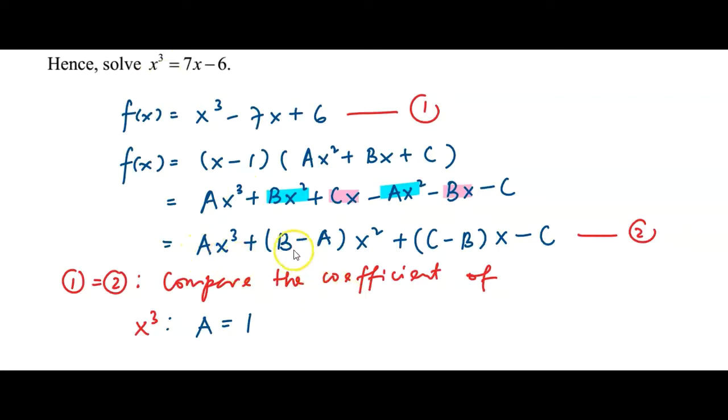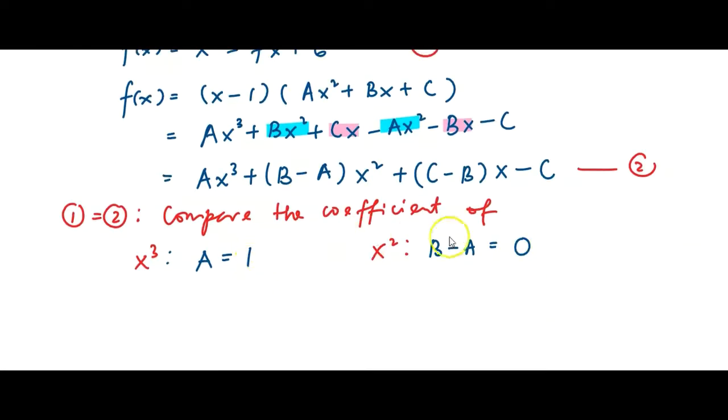After that, I'm going to find b by comparing the coefficient of x squared. For this expression, the coefficient of x squared is b minus a. For the first expression, the coefficient of x squared is 0. There is no x squared term here. So this is equal to 0. From this equation, I will put in my a as 1 so that I can solve for b. The b is equal to 1. So now you already got the value of b.